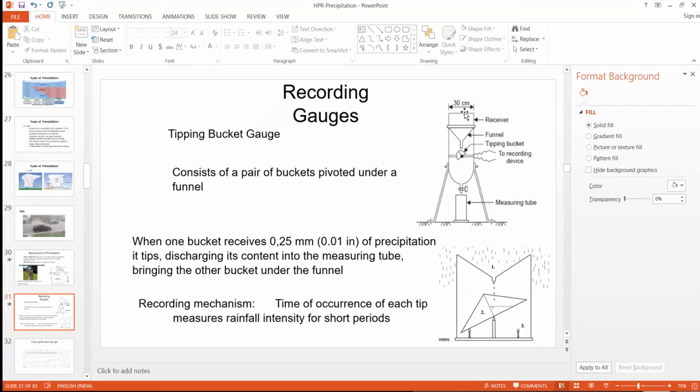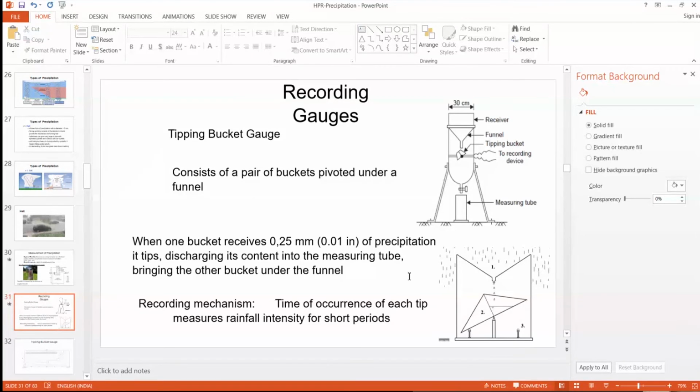You see that the diameter of the receiving inlet is 30 centimeters. Then there is a funnel, and through this funnel, rain falls into these two small buckets. They have a hinge and are pivoted here. When a certain amount of rainfall is collected, especially 0.25 mm of rainfall, the bucket tilts and the water is collected into the collecting beaker or measuring tube.